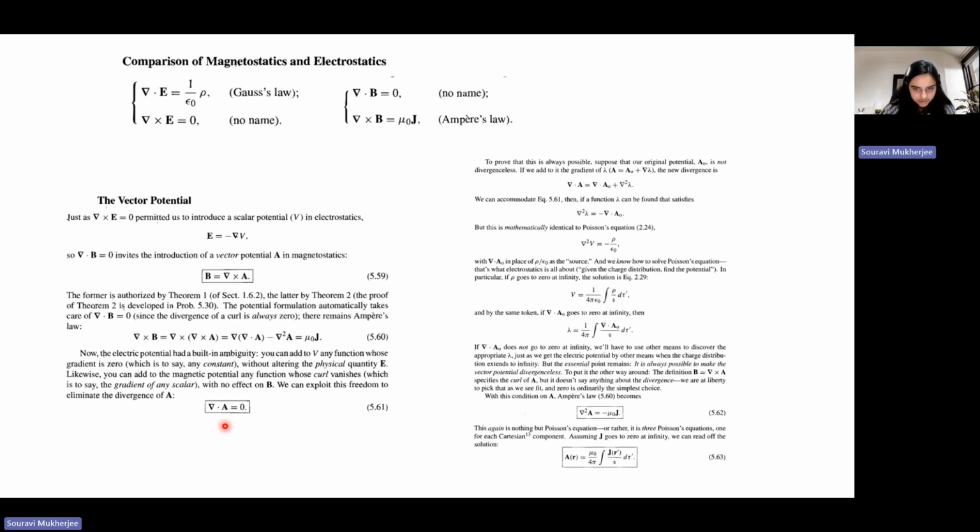Now, once your potential becomes divergence less, you can use this condition, and this is a much simplified equation. As you can see, it's like Poisson's equation. So here you can again use it to find A in terms of the volume current density by this relation. This is much simpler than solving this, right? So now if you know J, you can use this relation to find A. Once you know A, you can find B. So all these kinds of modifications can be done to your potentials in order to simplify your calculations.